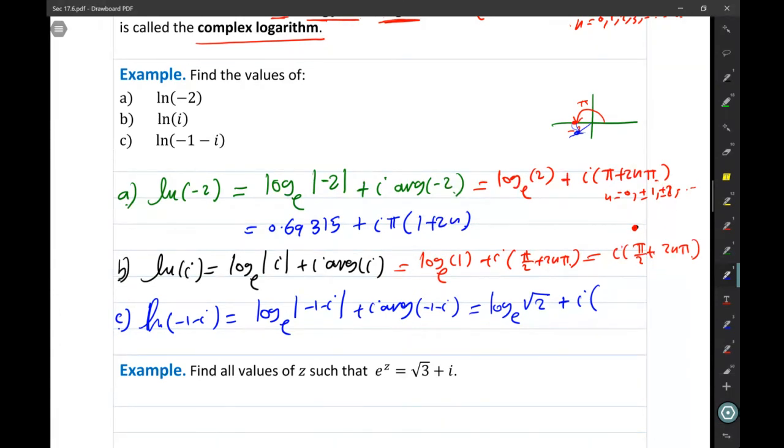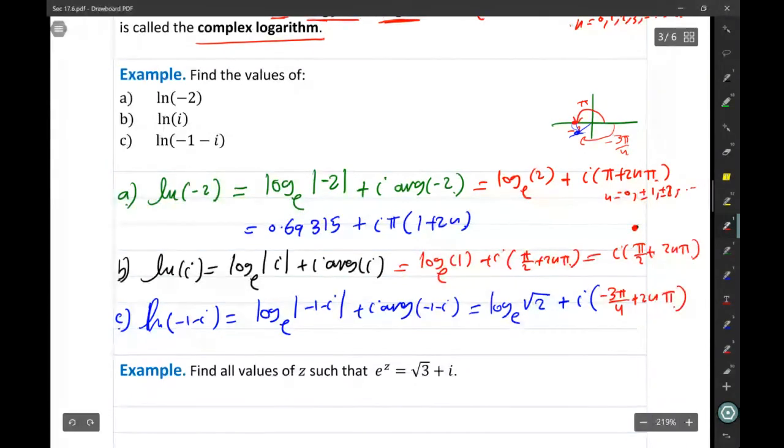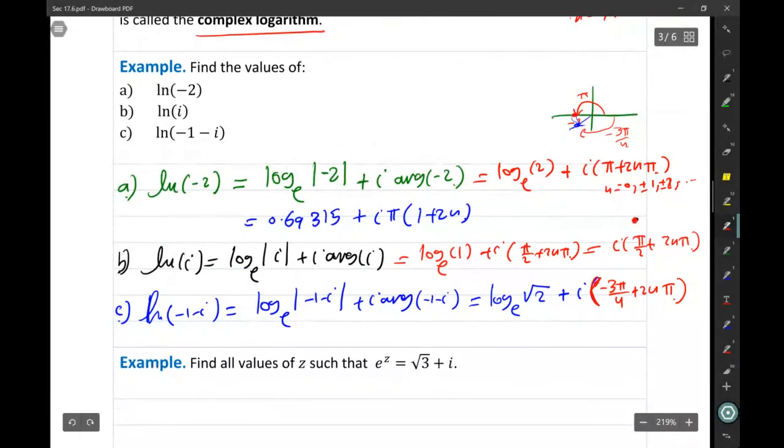So the principal argument is -3 pi over 4, because I have to go clockwise, -3 pi over 4 or 5 pi over 4. You can take any one of those. -3 pi over 4 plus 2n pi. Is this example clear?